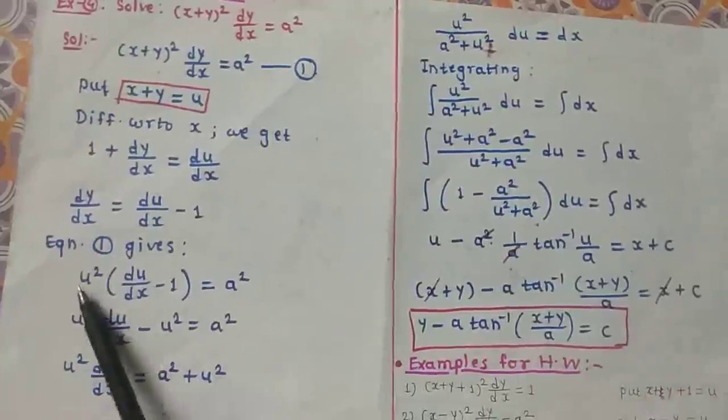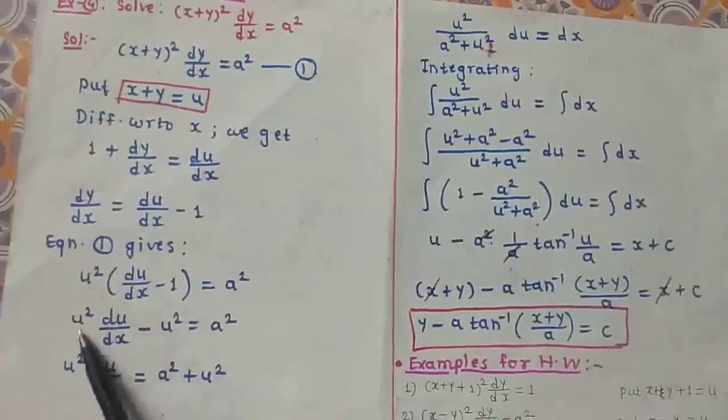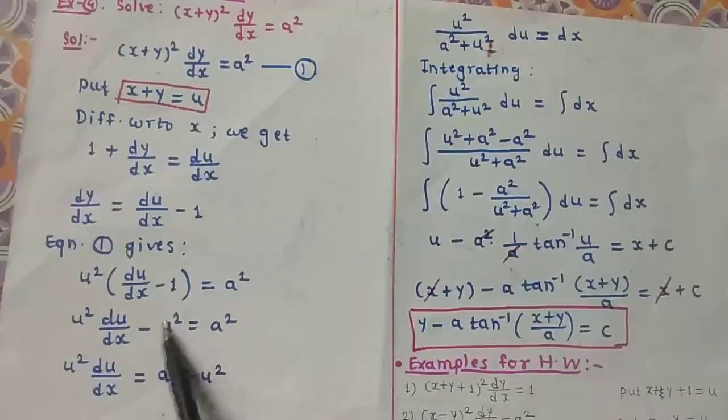So first of all we multiply this bracket by u square. So u square into du by dx minus u square equals a square. Now we shift this minus u square towards the right side. So we get a square plus u square. Now we collect terms of u and du together and terms of x and dx together.